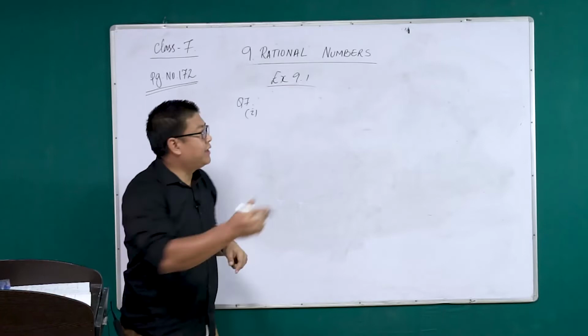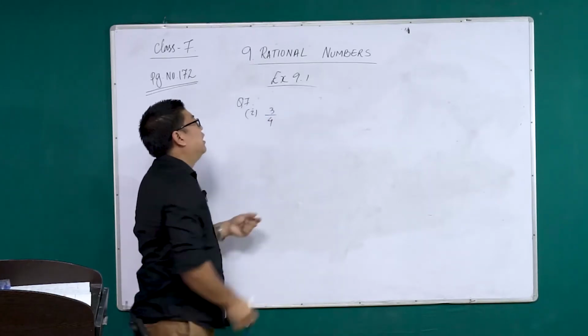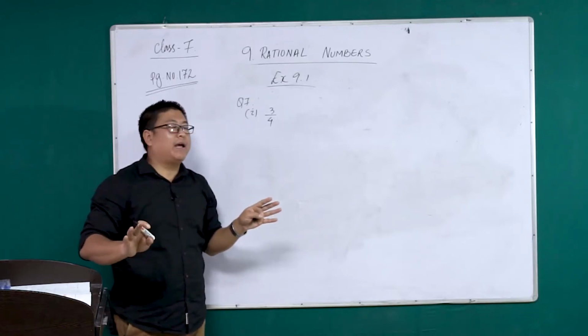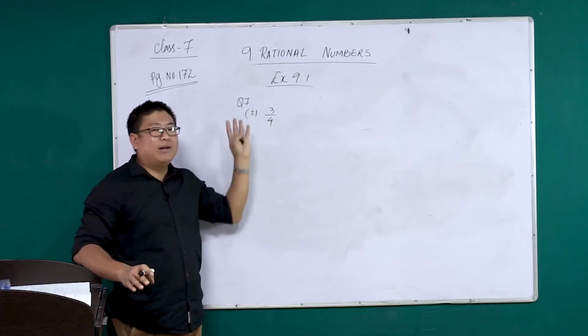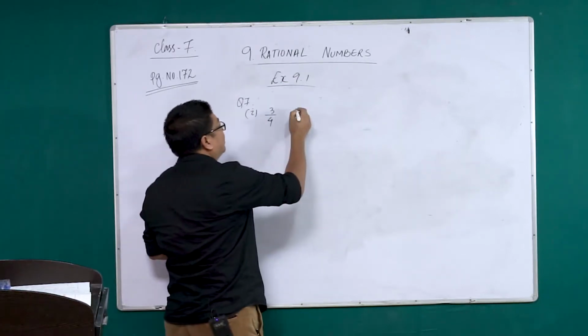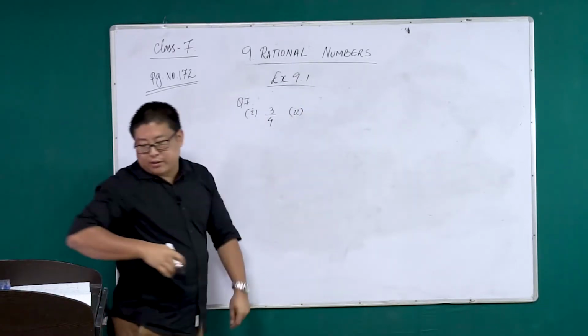So the first number given is 3 by 4. If you look at this, 3 and 4, they do not lie in the same multiplication table. So this is already in the standard form. Nothing to do here. Keep it as it is. This is your answer. Let's look at the next question.